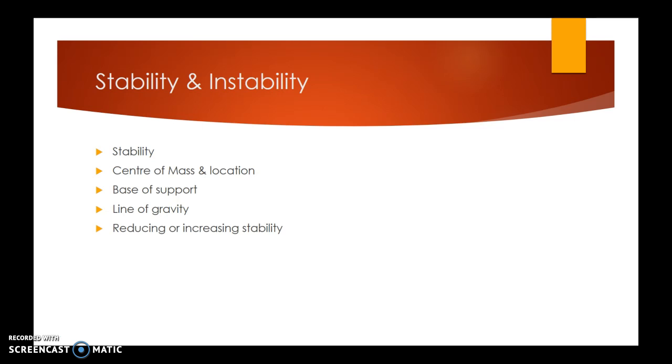Instability can also be created by decreasing the base of support, and they are more stable when increasing it. So they'll have less base of support, meaning less points of contact.